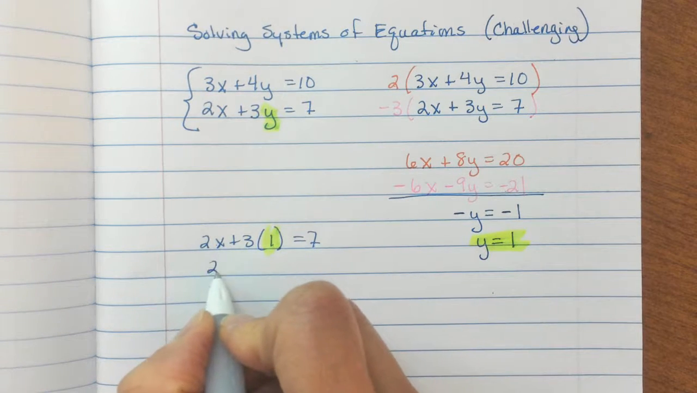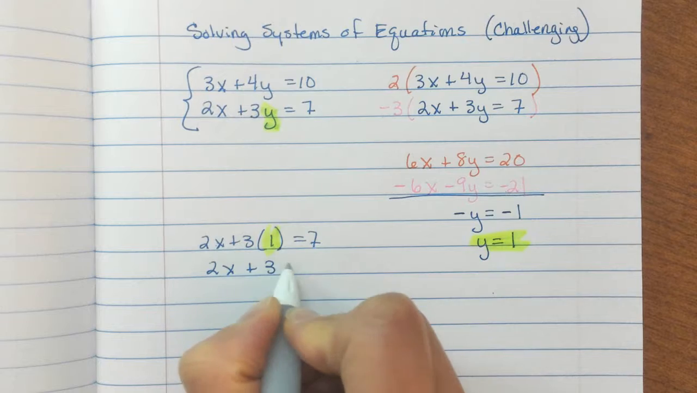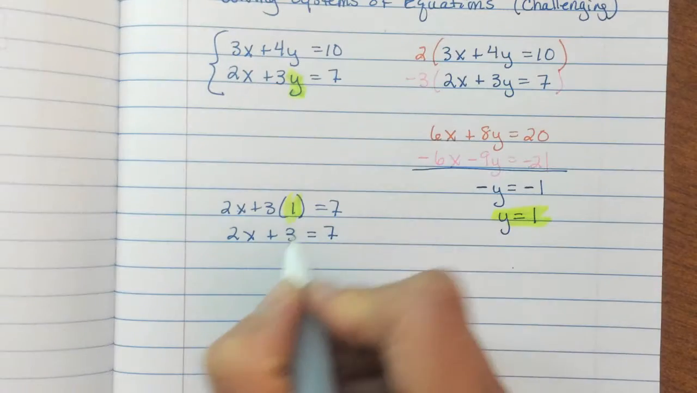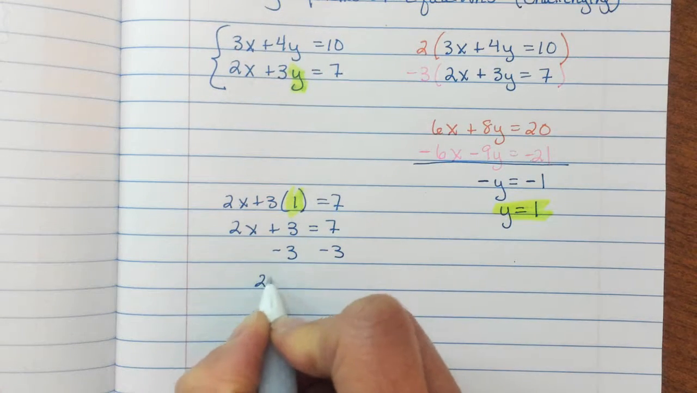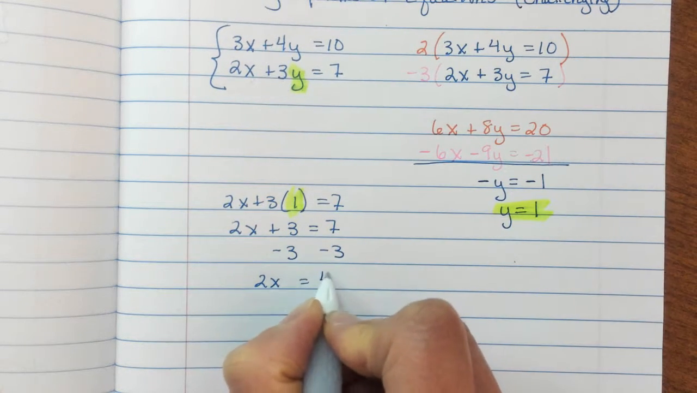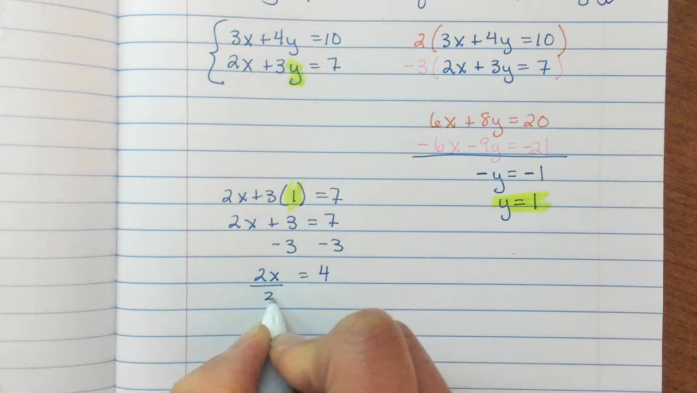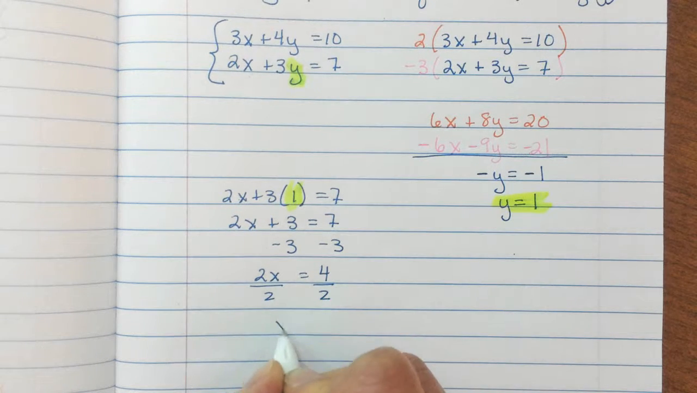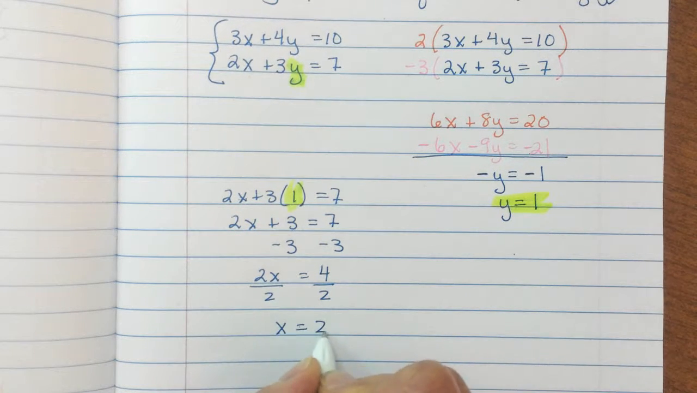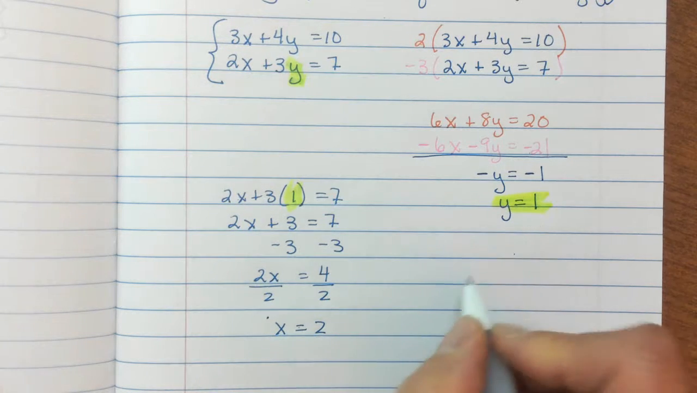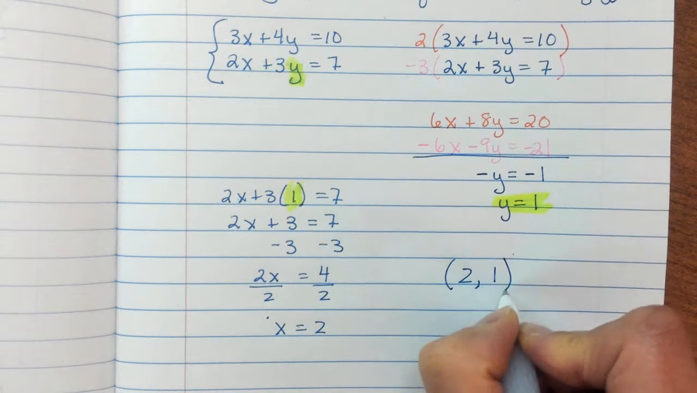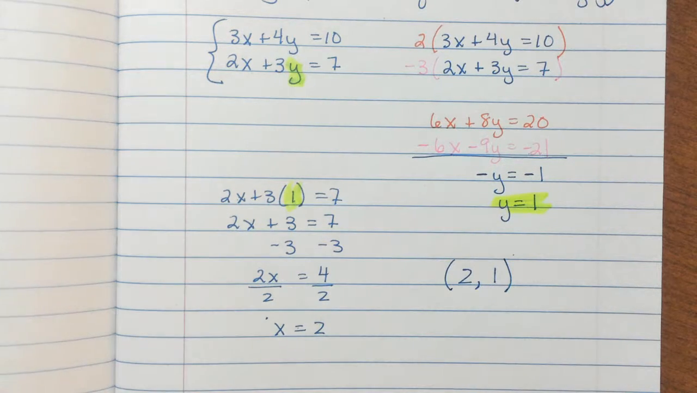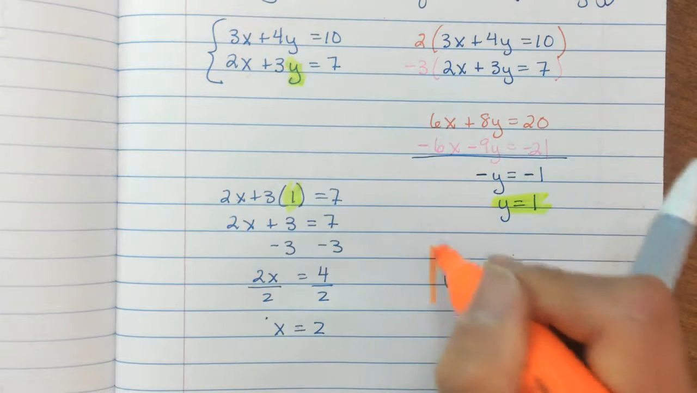So that gives me 2x plus 3 equals 7. I subtract 3 from both sides. I get 2x equals 4. Divide both sides by 2, and that gives me x is equal to 2. So that means I have my x value and my y value, so my solution is (2, 1). So that's my answer.